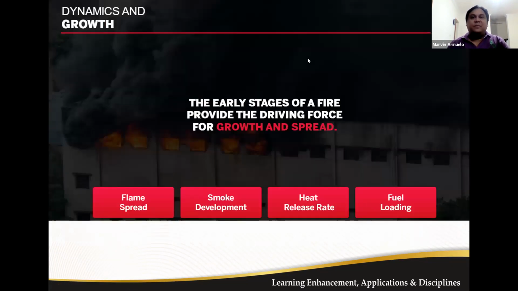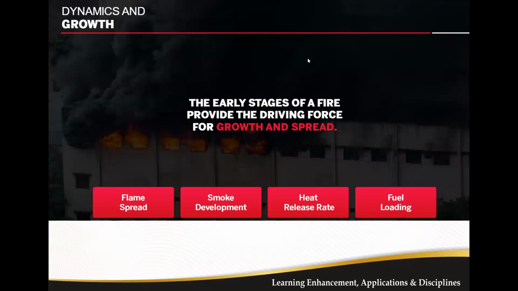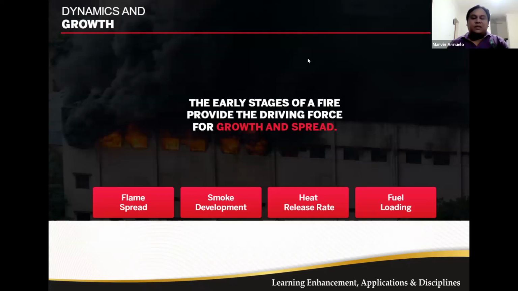Let us discuss, okay? In this section, dynamics and growth, we will focus on applying the basics of fire dynamics and fire growth. The early stage of fire provides the driving force for growth and spread. The rate and amount of energy produced by the initial fire will frequently determine whether the fire will spread beyond that area or compartment. The fire serves not only as the source of energy, providing the flame and heated gases.